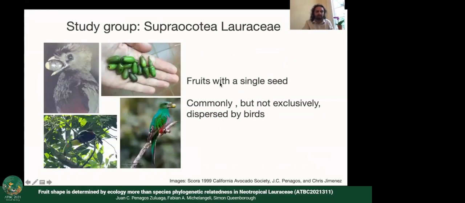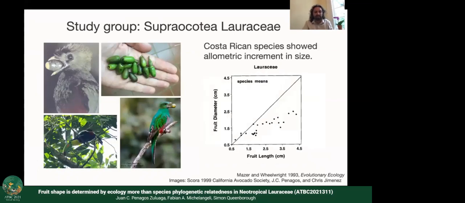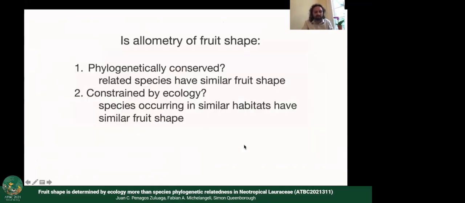Species of these clades are commonly consumed and dispersed by birds. Previous studies in Costa Rica showed that fruit had allometric increments in size, suggesting bird selection. However, those results did not provide information about whether fruit shape is phylogenetically conserved, where related species have similar shapes, or constrained by ecology, with habitats determining fruit shape. Those became our main questions.